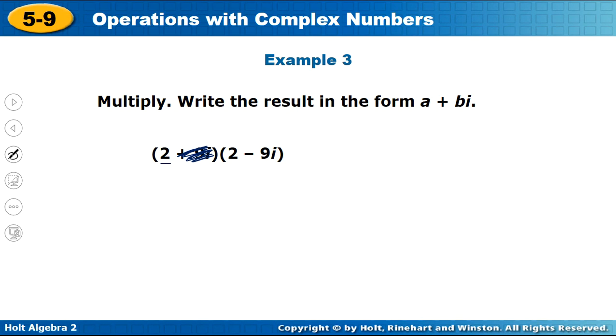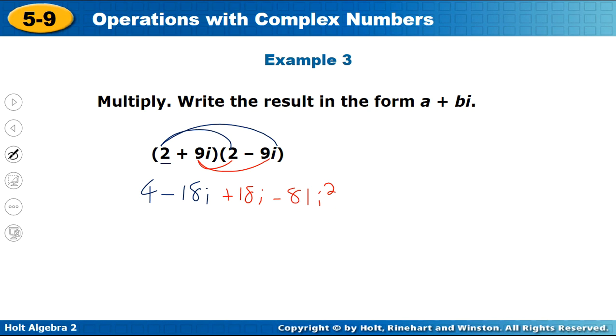So I'm going to distribute my 2. 2 times 2 is going to be a 4. 2 times negative 9i. Well, 2 times negative 9 is negative 18i. And then I'll distribute the 9i. So 9i times 2 is going to be a positive 18i. And then 9i times negative 9i. So 9 and negative 9 being a negative 81. And the i's make i squared.